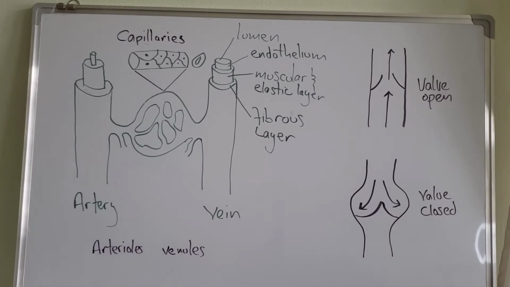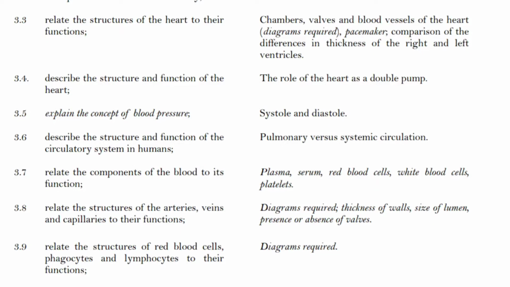Today we'll be continuing our series on the circulatory system, and we're going to be drawing our inspiration, our directives, from the Human Social Biology syllabus, C6 syllabus. We're still in section B, life processes, and we're going to be dealing with the specific learning objective 3.8, which says to relate the structures of arteries, veins, and capillaries to their functions. All right.